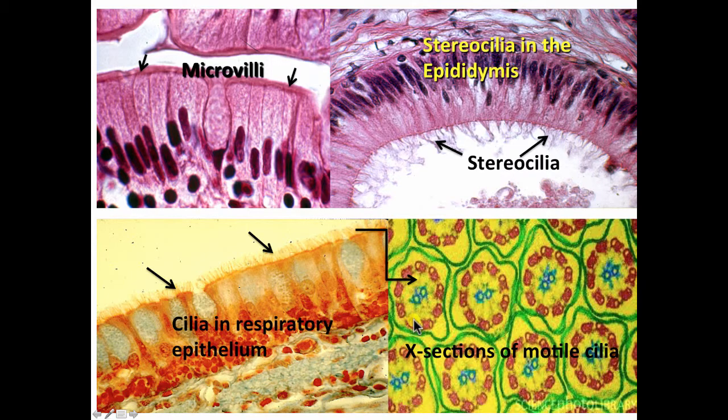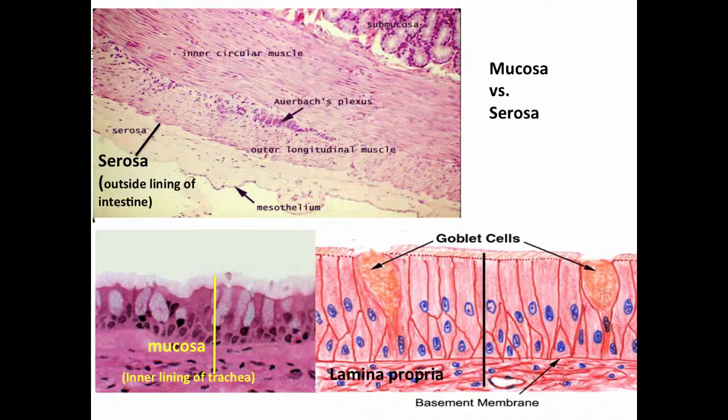Cilia are characterized by having 9 pairs of microtubules, and motile cilia, such as those found in the respiratory system, the flagella of sperm, and those lining the oviduct, also have a pair of microtubules in the center of the cilium. Non-motile cilia don't have these 2 central microtubules.